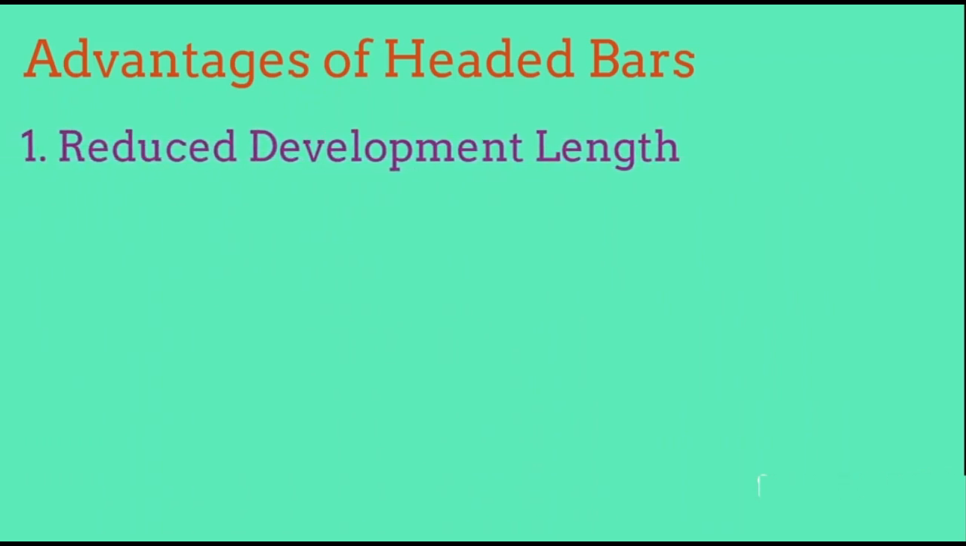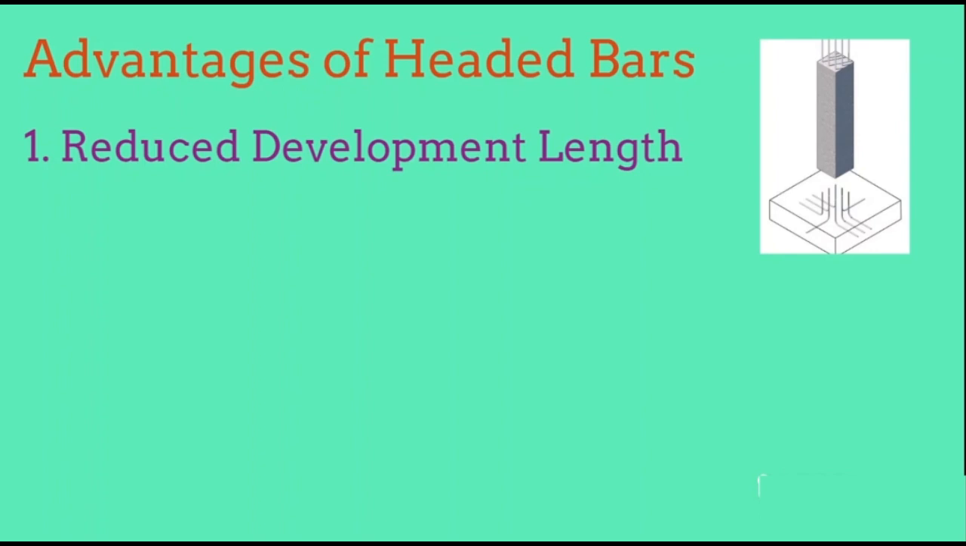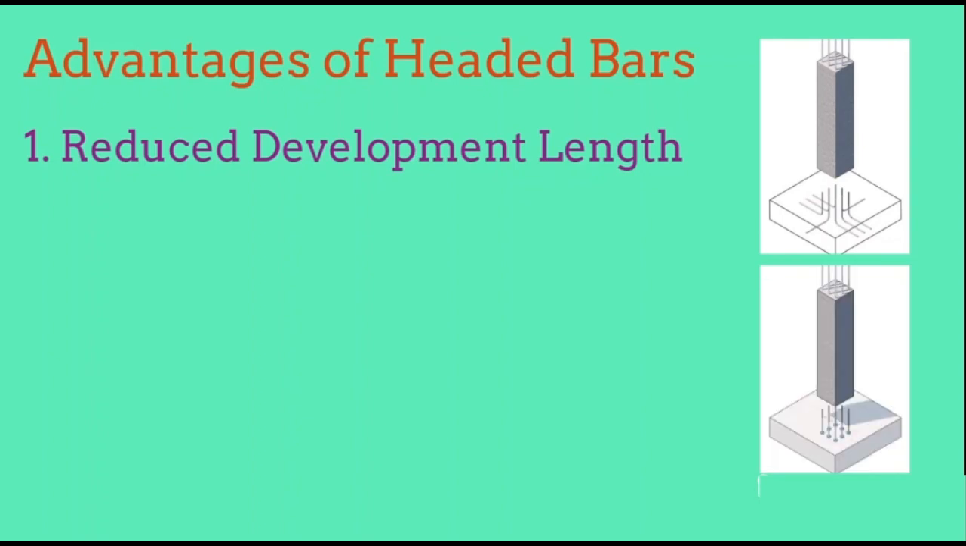To kick things off, let's talk about the advantages that make headed bars a preferred choice in certain construction scenarios. 1. Reduced development length. One of the standout benefits of headed bars is their ability to reduce the required development length. Unlike hooked bars or straight bars with long embedment lengths, headed bars come equipped with a head that significantly increases the bearing surface area. This enhanced contact area leads to stronger bonding between the bar and the concrete.